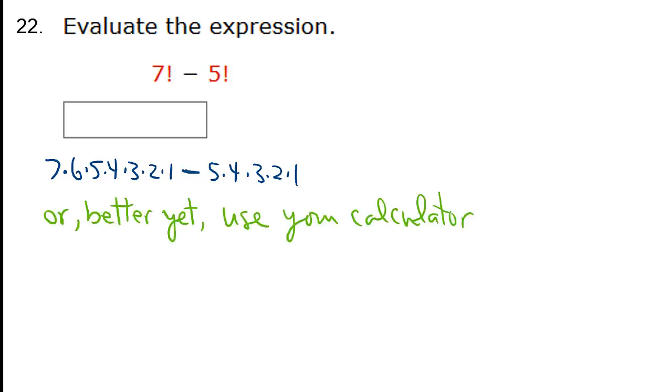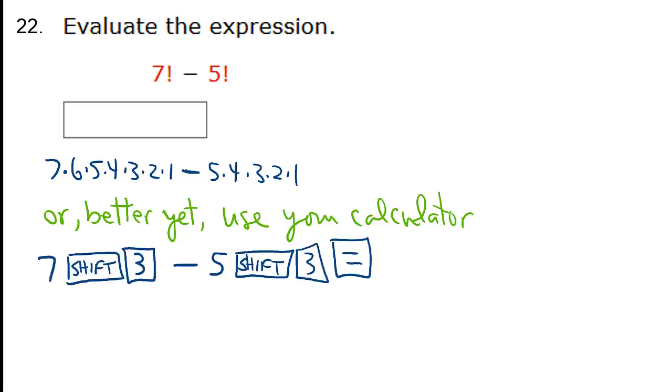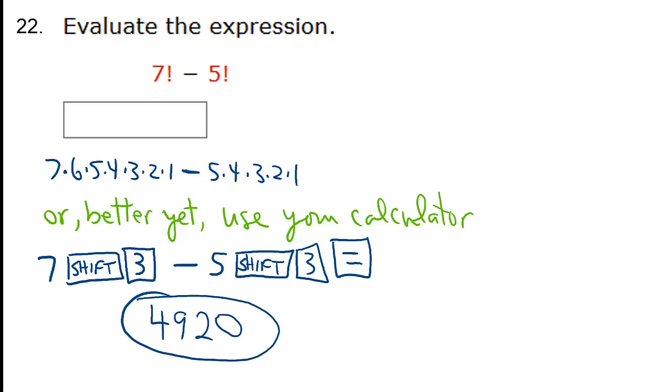The best way, though, is to use your calculator. Remember that Shift 3 does factorials for you. So the easiest way is to press the 7 and then do Shift 3 and then hit minus and do 5 Shift 3 and then press equal. And that will give you 4,920, and that's certainly the easiest way to do it.